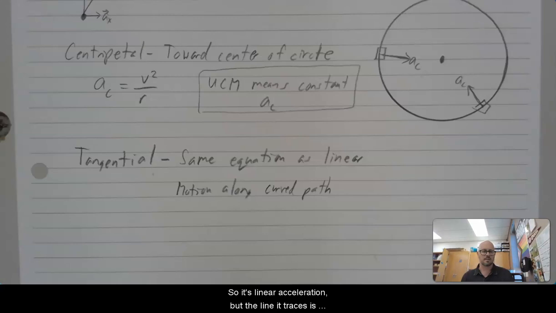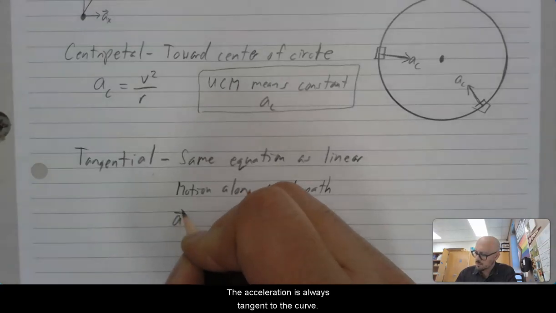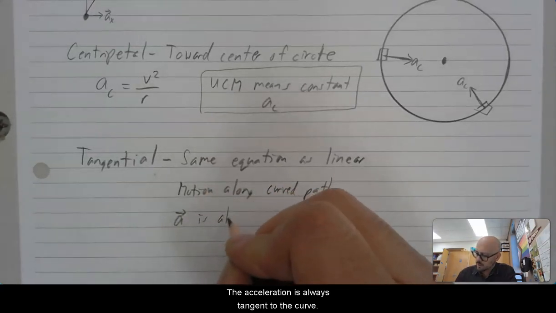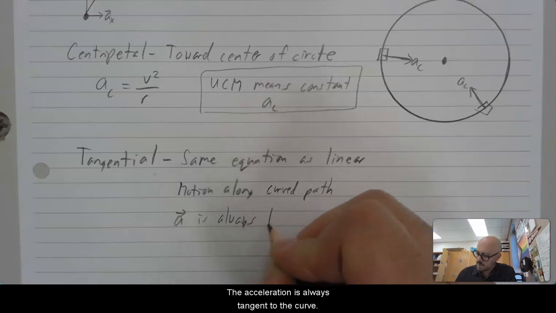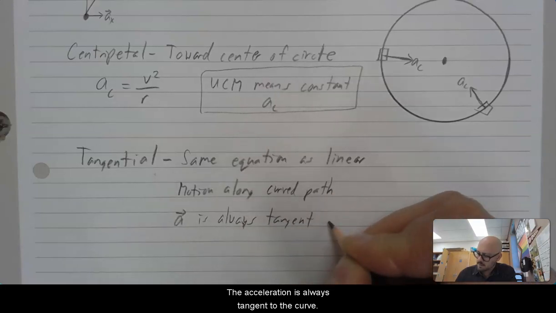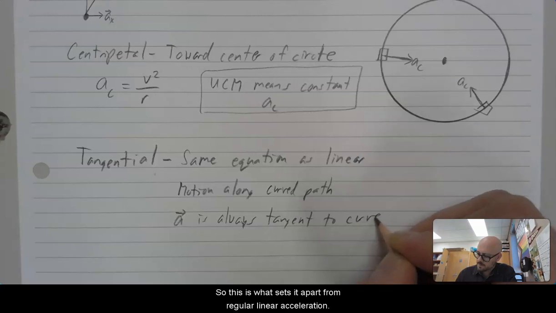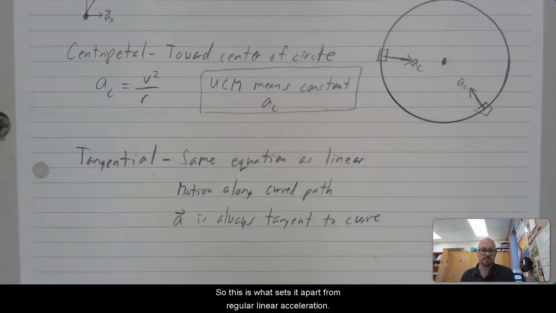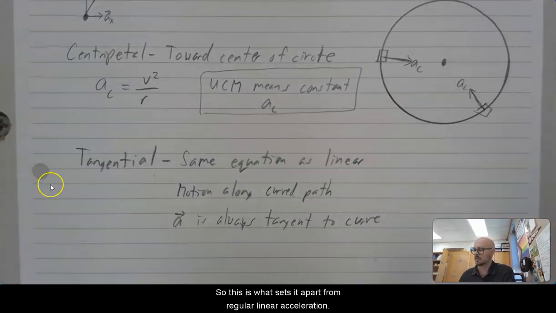So it's linear acceleration, but the line it traces is actually a curve. The acceleration is always tangent to the curve. So this is what sets it apart from regular linear acceleration.